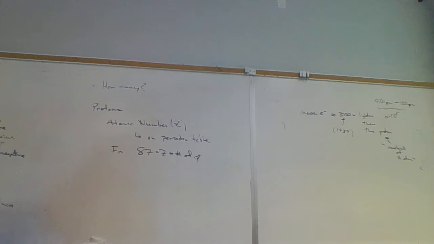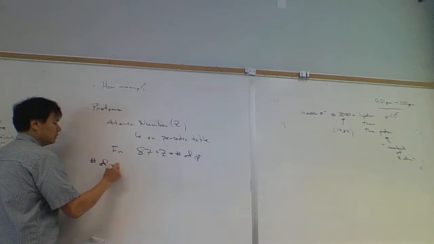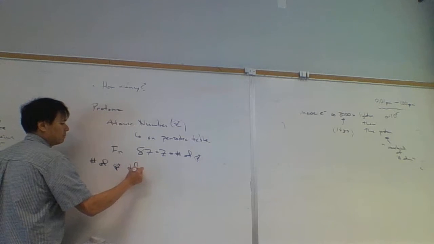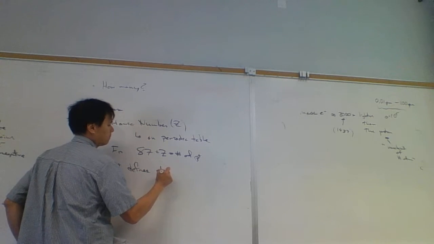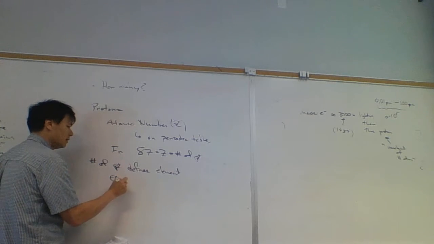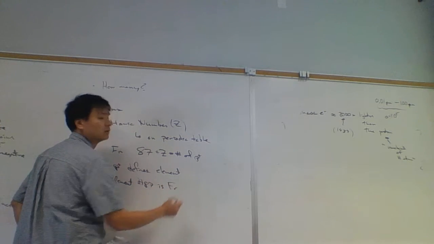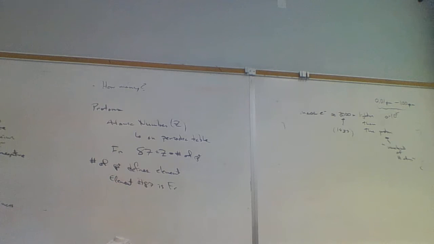Isn't that number also unique to the atom? Yeah, right. Z defines the element. The number of protons defines the element. And so what we say is that element number 87 is francium. What do all francium atoms have in common? 87 protons.